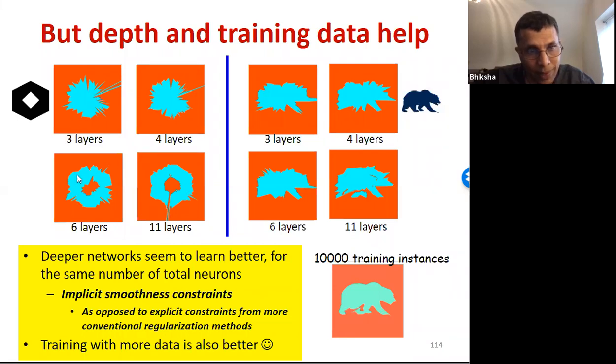And do you see what's happening? If I rearrange the same number of neurons in terms of depth rather than breadth, as the network gets deeper, it's able to learn the structure better and better for the same amount and the same training instances. Same thing over here. As I rearrange the network to be deeper and narrower, it's more able to learn this decision boundary than the shallower but wider networks. Another thing you can do is to have more training instances. And with 10,000 training instances, you just capture the depth.